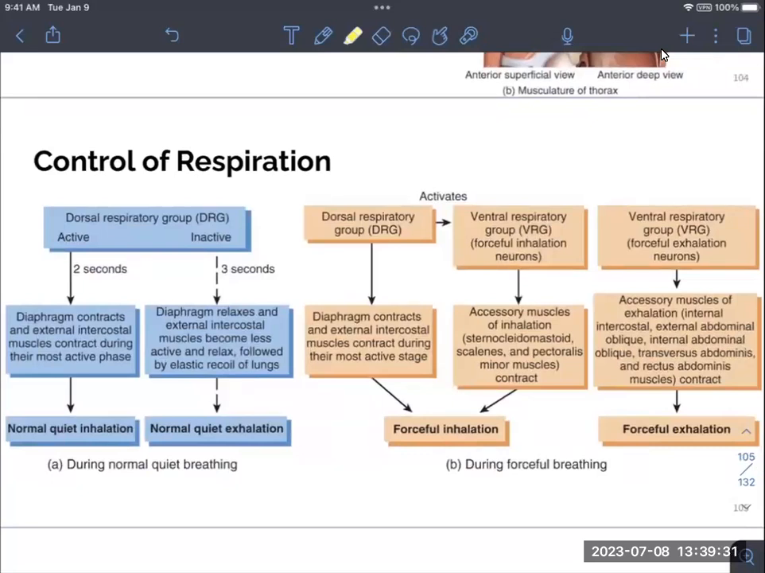So this chart kind of goes through and explains what is happening when, like I said, that dorsal respiratory group in that medulla is active, you're inhaling. When it is inactive, no longer sending messages, it causes the muscles to relax, which is what causes exhalation.